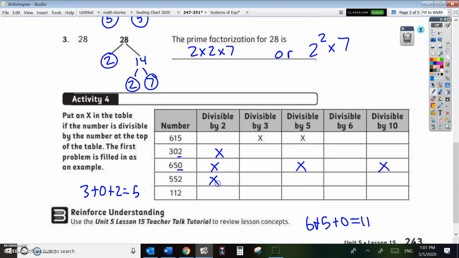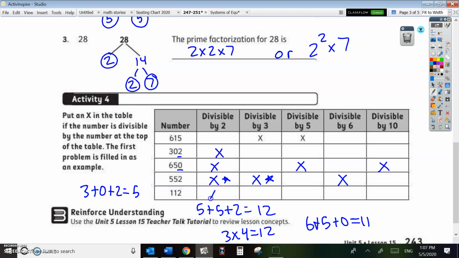552, yes, divisible by 2 because it's even. 5 plus 5 plus 2 equals 12. So it is divisible by 3 because 3 times 4 is 12. It's not divisible by 5. It doesn't end in 0 or 5. So it's not divisible by 5 or by 10. But it is divisible by 6 because it works for 2 and 3.